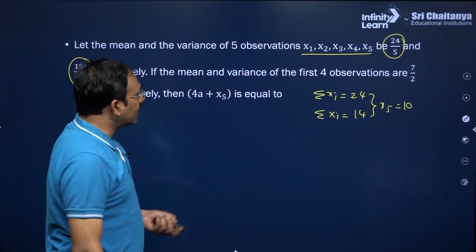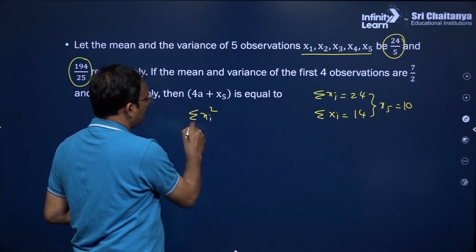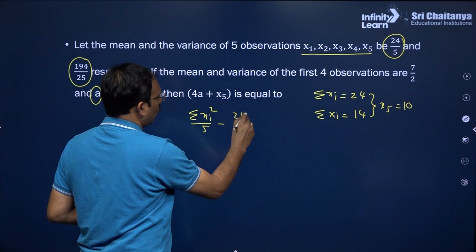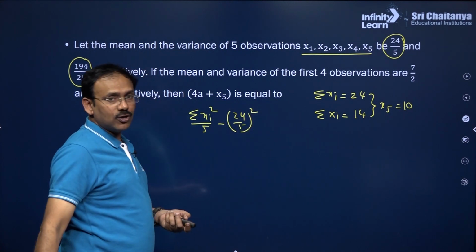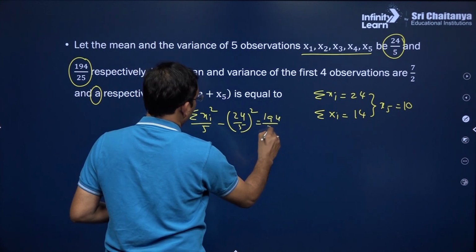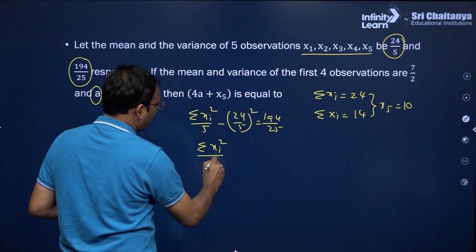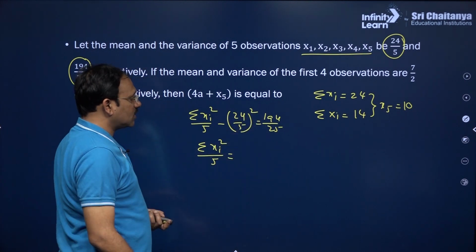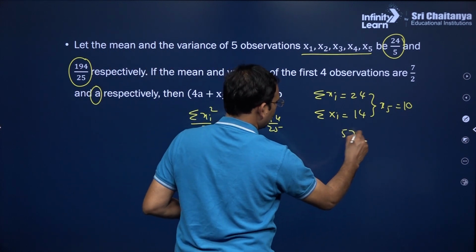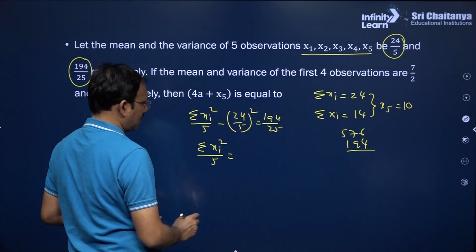That's all. The next, the variance means sigma xi square by n minus average square, 24 by 5 whole square, is going to be the variance, which is 194 by 25, my dear friends. From which sigma xi square by 5 is equal to 576 plus 194, this is 200, 776, right?